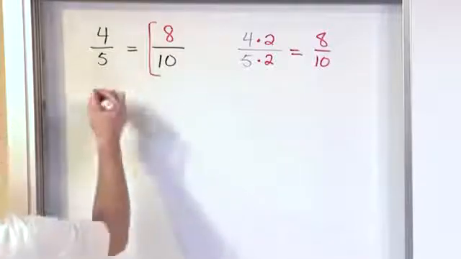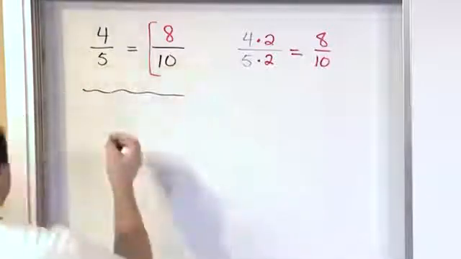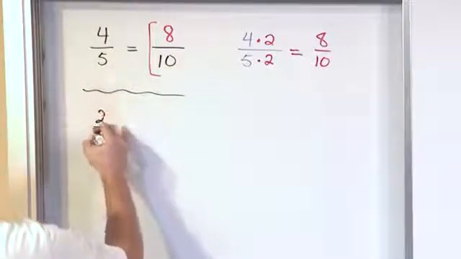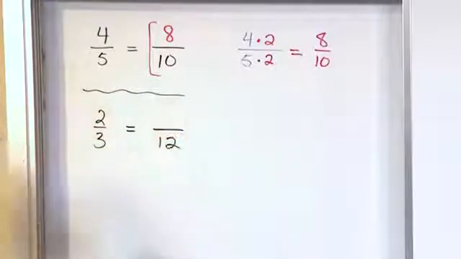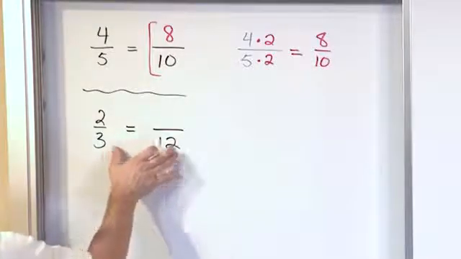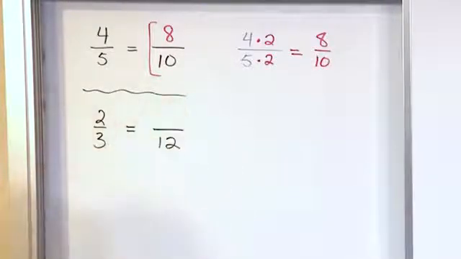Let's do another problem. Let's say that I have 2/3, and I'm claiming that's equal to another fraction with a bottom number of 12. And I'd like to figure out what this fraction has to have on the top to make this happen.